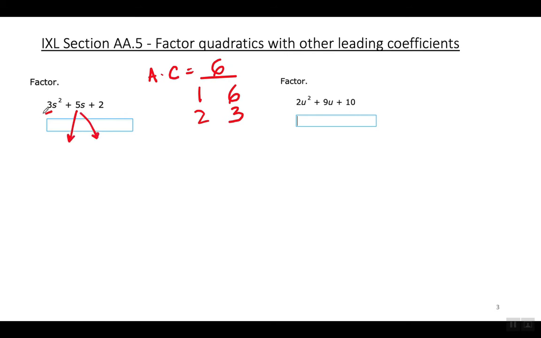All right, so the first term stays the same. El primer término se queda igual. The last term stays the same. El término al final se queda igual. But the middle term, I'm going to split the middle. I'm going to break it up into 2 using these numbers.